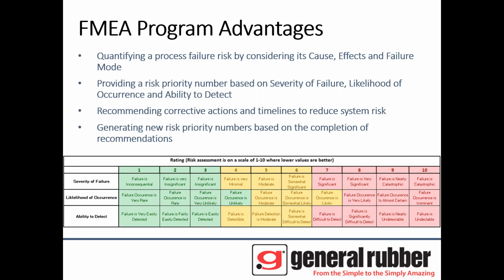So it's a simple chart. If you look at the severity of failure and you categorize it as 1, it's inconsequential, and the likelihood of occurrence is very little, and the ability to detect is very easily detectable, you don't have a high risk situation. But on the other hand, if that failure is catastrophic, the occurrence is imminent, and it's unable to be detected, you've got a high risk priority number, and you should put an inspection program around that scenario.